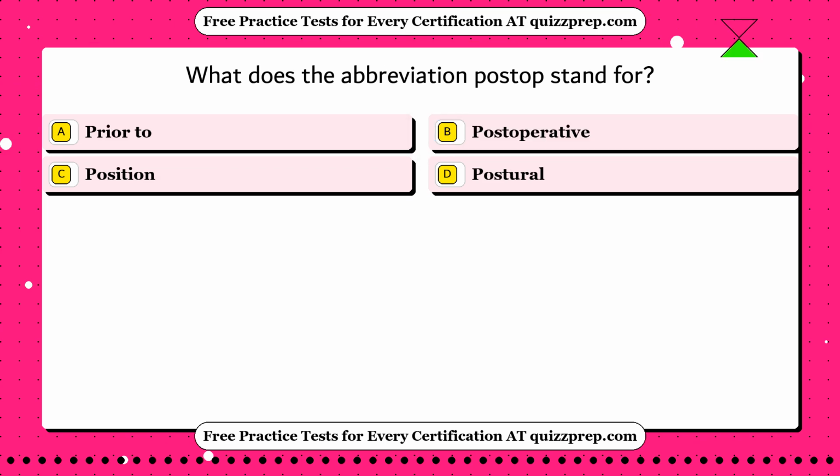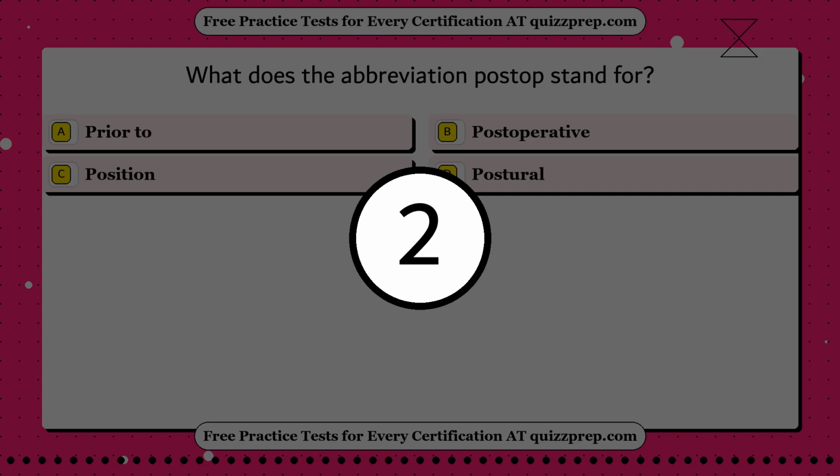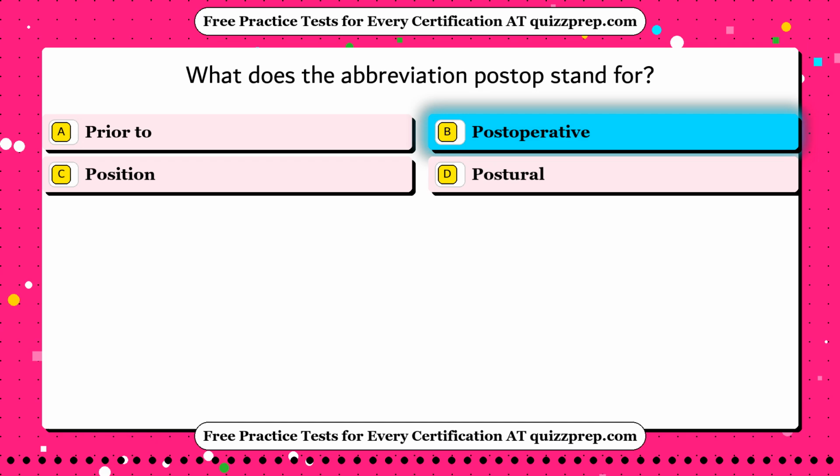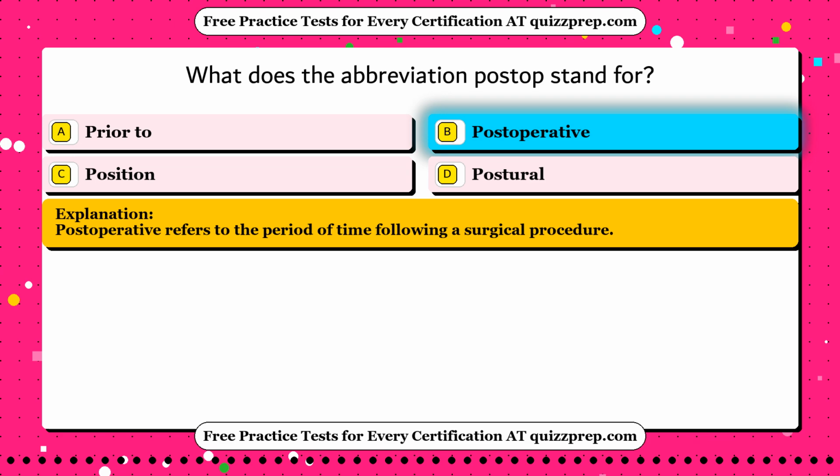Question 92. What does the abbreviation postop stand for? Option A, prior to. Option B, postoperative. Option C, position. Option D, postural. The correct answer is option B, postoperative. Postoperative refers to the period of time following a surgical procedure.